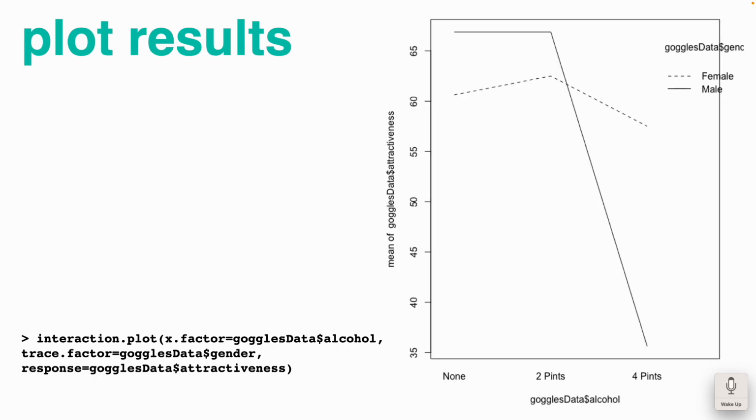Another way of looking at it, this is just flipping it, and again, you see things cross. This is the same interaction effect seen a different way. So when you have lines that cross or that have different slopes, you have an interaction effect.